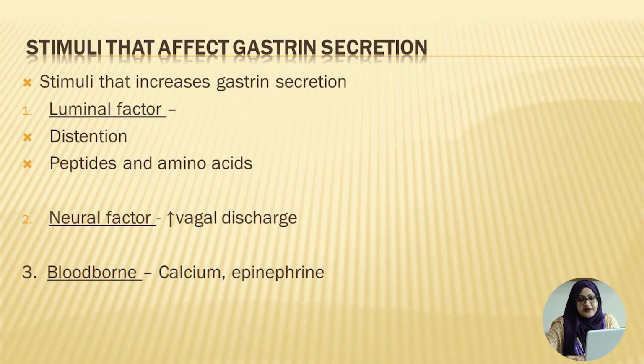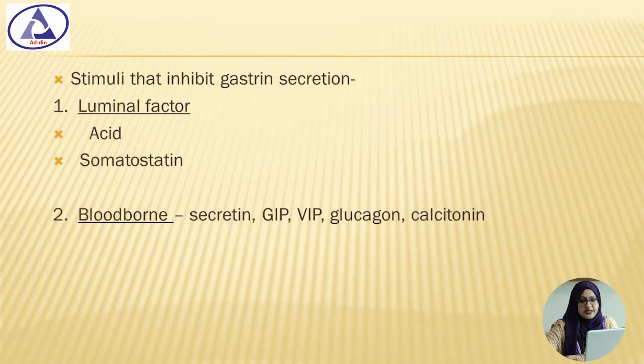What are the factors that affect gastrin secretion? Stimuli that increase gastrin secretion are luminal factors, that is distension and the presence of peptides and amino acids, some neuronal factors which include increased vagal discharge, and some blood-borne factors which include calcium and epinephrine. Stimuli that inhibit gastrin secretion include luminal factors, that is acid and somatostatin, and blood-borne factors including secretin, GIP, VIP, glucagon, and calcitonin.